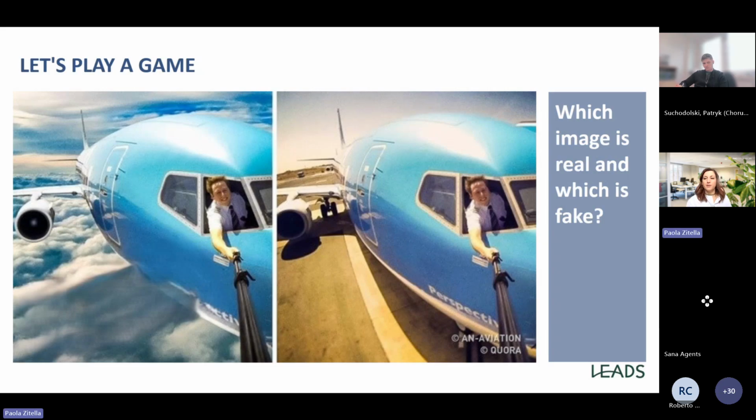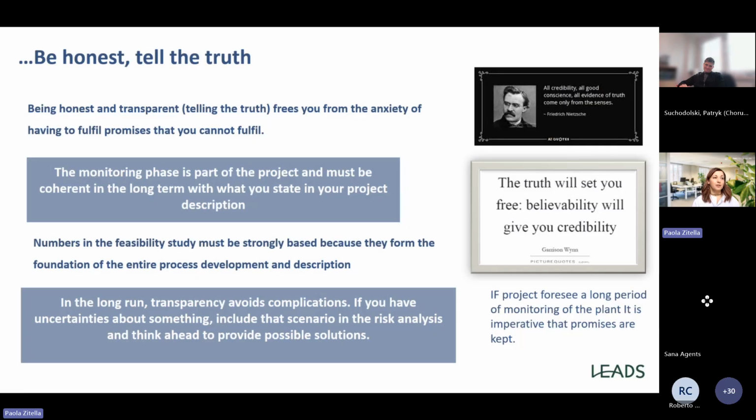Now, I would like to play a game with you. Which is the image that is real and which one is fake? I give you a moment, but I think that everyone thinks that the left one is not real and the right one is. This is because you need to be honest and to tell the truth.